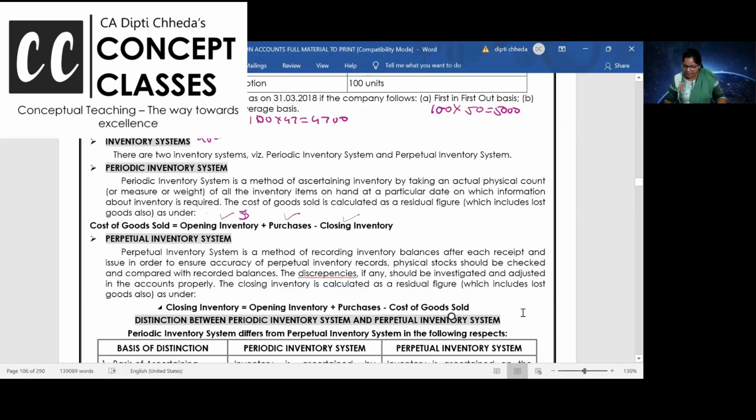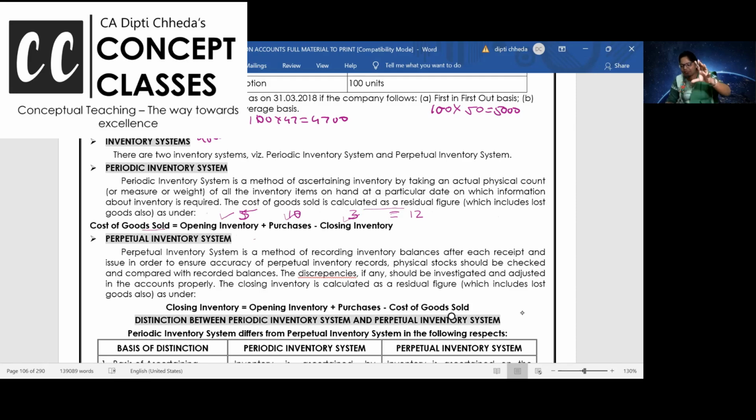Okay, check with me. So opening is 5, purchases is 10, total 15. Now in your godown only 3 units are there. So 15 minus 3, 12 units are the units which you can say are the goods which are sold. Actually, listen all of you, in your godown 3 units are there, but physically only 2 are there. So one more is lost. If the units are lost, it will be a part of the goods sold. I hope you are getting it.